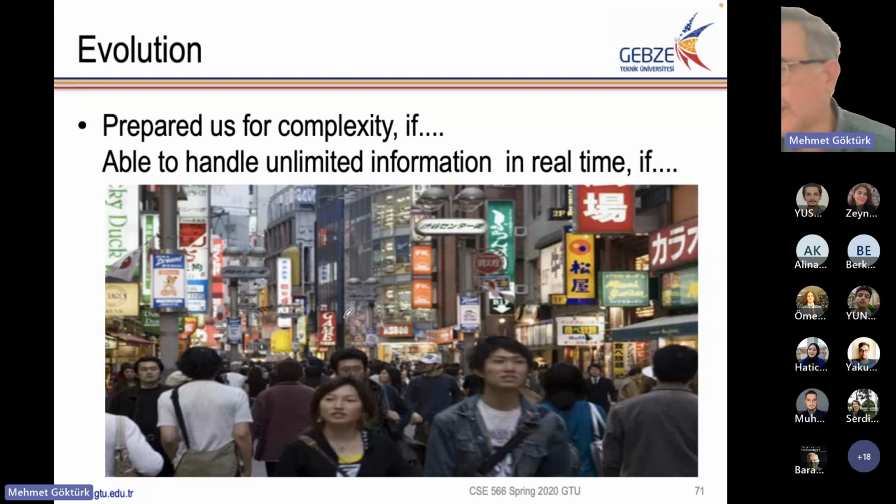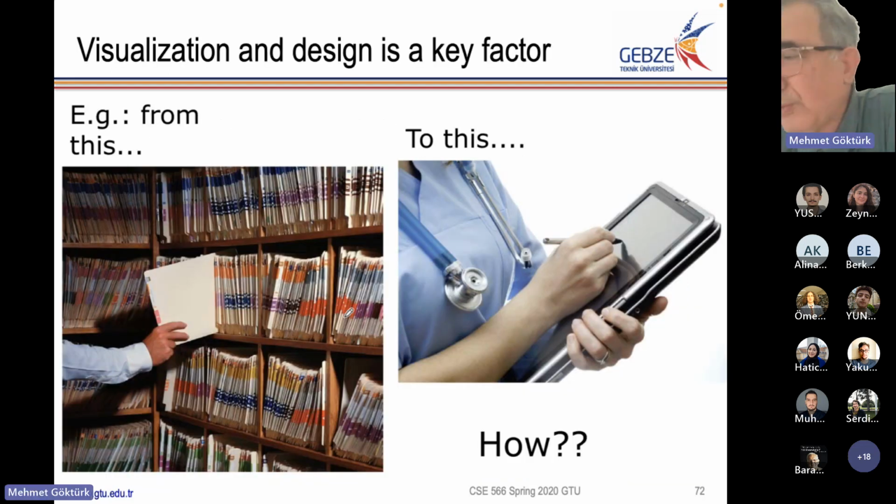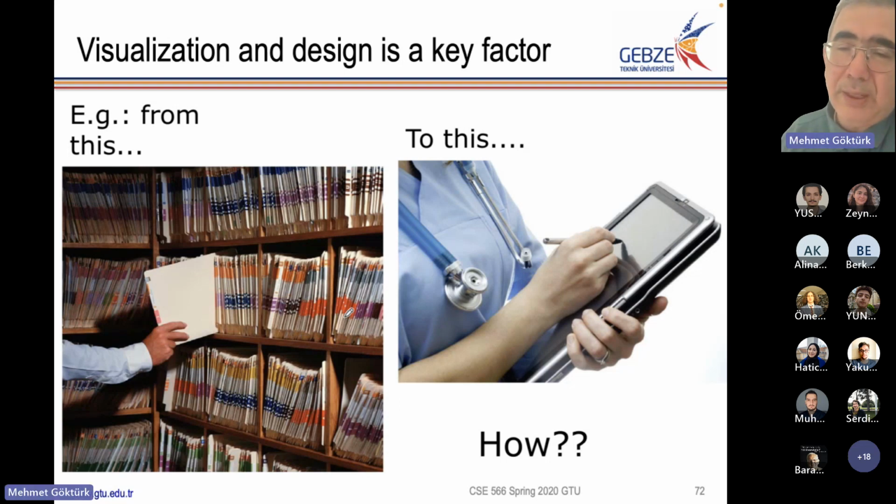So in the evolution, the environment is becoming more complex. We should be able to handle unlimited information in real time, but if it is not processed correctly, we can't. There is unlimited information, but we can handle it. So it's the old versus new patient records, for example. We can handle much more complicated patient records easily with good interfaces. If the interface is bad, then we won't be able to handle it whether we use good computers or not. If it is not organized and presented to the user in a good way, we can't do it.